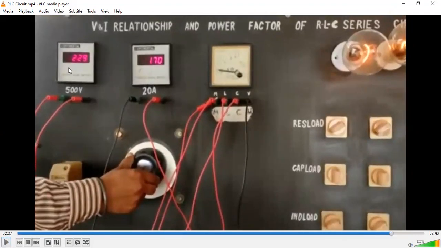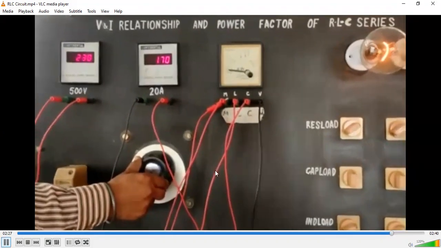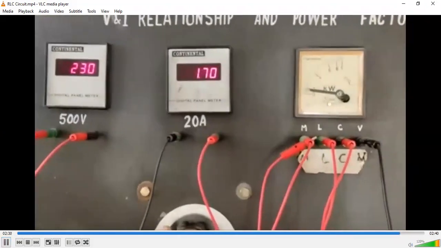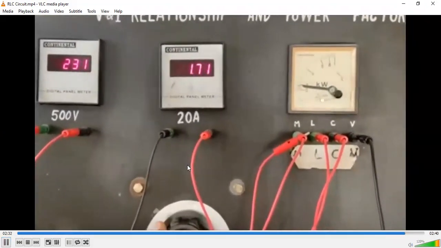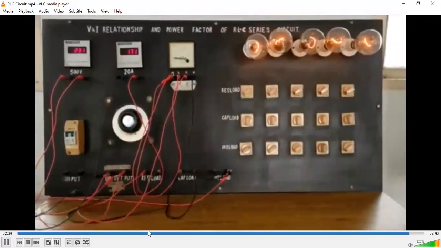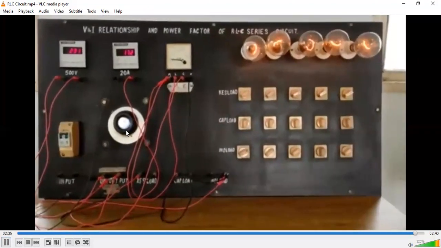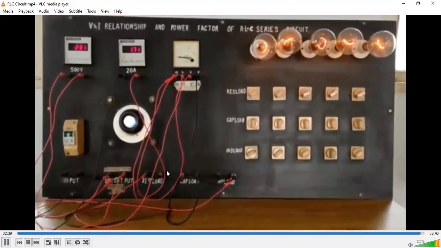So I'm pausing the video here. Its reading is 229 volts, 1.70 amperes, and the wattage is approximately 2 kilowatts now. So this is how the experiment is actually performed in the laboratory. You can also take the readings from here, or perform the experiment on the simulator also.